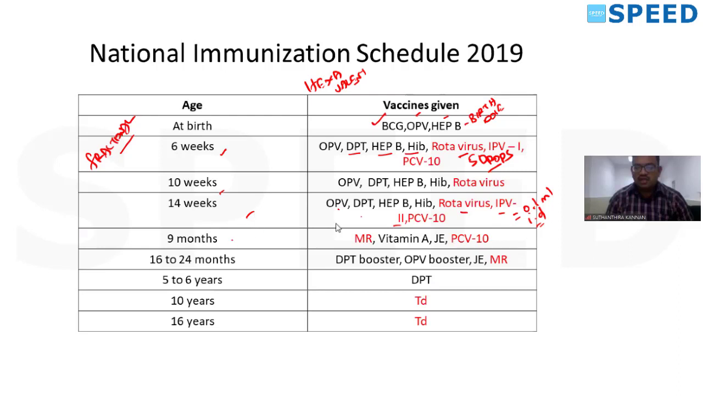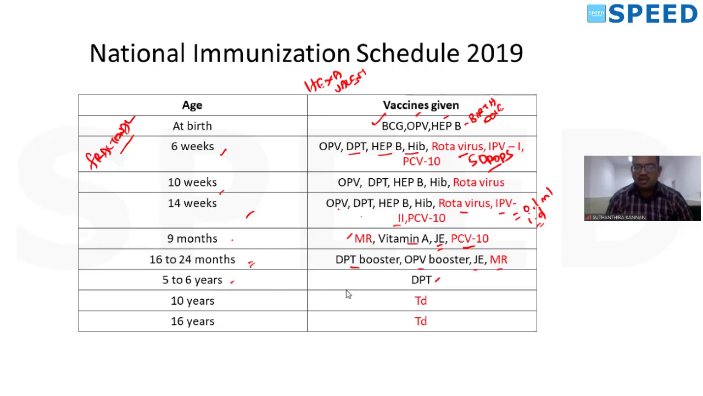At 9 months, what are the vaccines? MR, vitamin A, though vitamin A is not a vaccine, Japanese encephalitis and the PCV10. The Japanese encephalitis is again an All India question. It is a live vaccine and given subcutaneous. Again the dose is 0.5 ml. At 16 to 24 months, that is 1.5 years onwards, we can give DPT booster, OPV booster, Japanese encephalitis and MR.